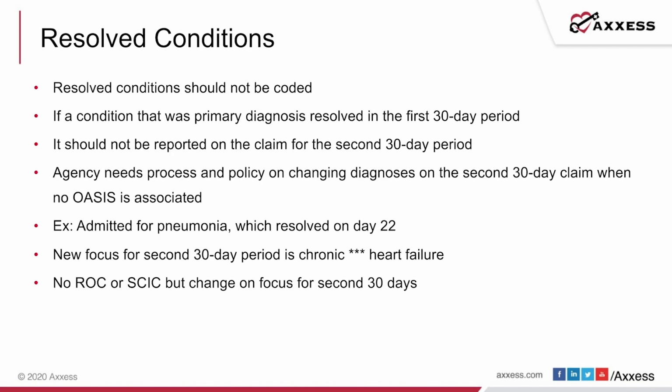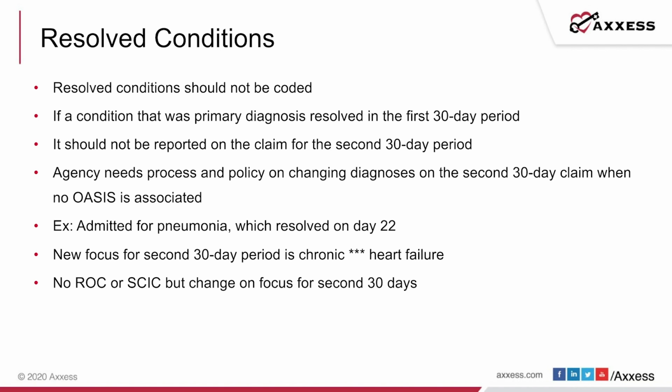Resolved conditions, as we said just a little while ago, according to the official guidelines and conventions, should not be coded. If a condition that was primary resolved in the first 30-day period, it should not be reported on the claim for the second 30-day period. The agency needs processes and policies on changing the diagnosis in the second 30-day claim when no OASIS is associated. And we talked about that: admitted for pneumonia, which resolved on day 22. Your new focus for the second 30-day period is chronic heart failure.